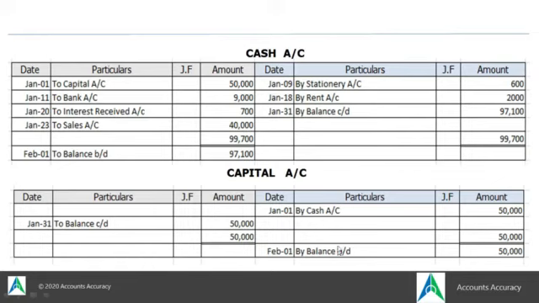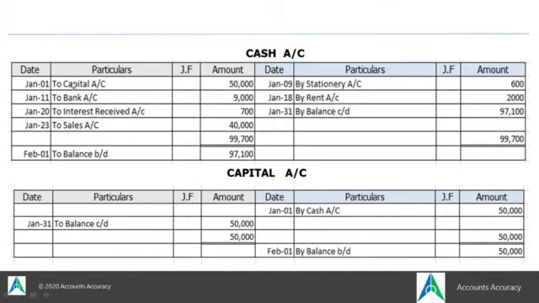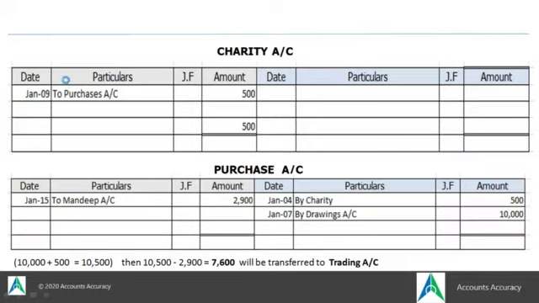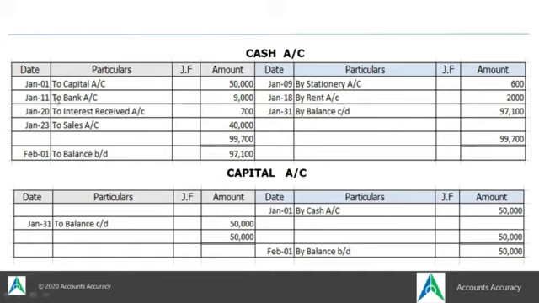Now you can see here only for cash we are doing the posting. So for January 1st you will only do the posting of to capital account, that is 50,000 at the debit side, that is left hand side of cash account. Again, all the other related entry with cash is on January 11. So the posting of to bank account will be done in the cash account, and you can see here January 11 to bank I have written 9,000.